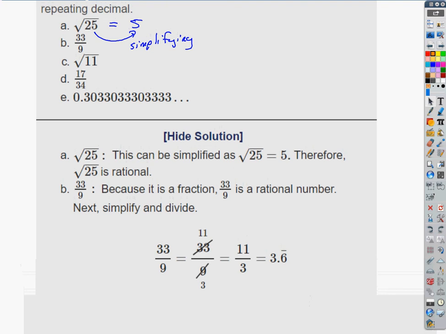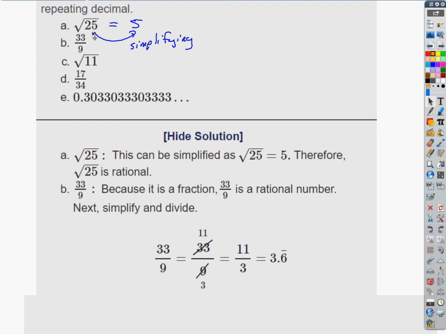Square root of 11. Rational or irrational? Type it in. Good, good, good. Okay, good. Seeing lots of irrationals. Good. That's correct. Square root of 11 is irrational because it's not like the square root of 25. The square root of 11 does not simplify to an integer.